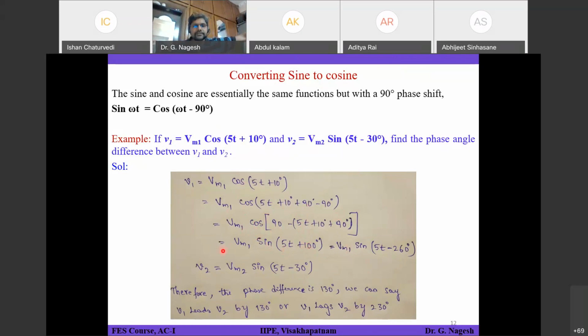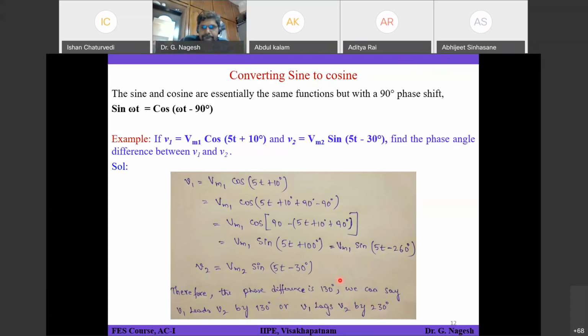Okay. So this is V1 and this is V2. What is the phase angle difference between these two? So one is plus 100 and the other is minus 30. So therefore the phase angle difference is 130 degrees. So which one is leading? So V1 is leading V2 by 130 degrees. Or V1 is lagging V2 by 230 degrees. Right. Is it clear?